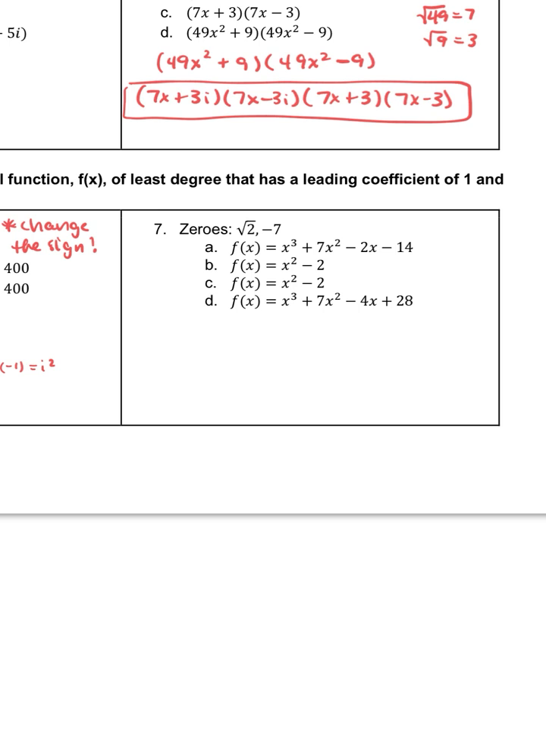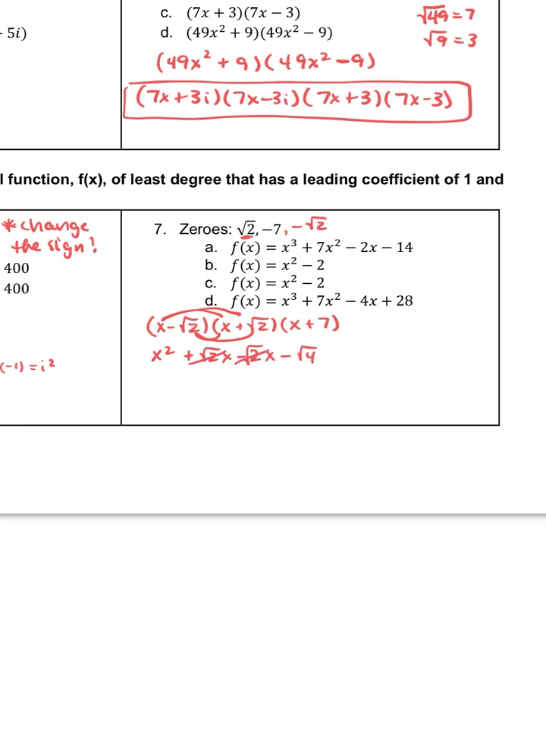I'm going to do the same thing here. So remember, when you have the square root, it works the same way. So I need the negative square root. So I'm going to start by putting x minus the square root of 2 times x plus the square root of 2, and then x plus 7. So I'll go ahead and multiply. I get x squared plus the square root of 2x minus the square root of 2x minus the square root of 4, which is 2.